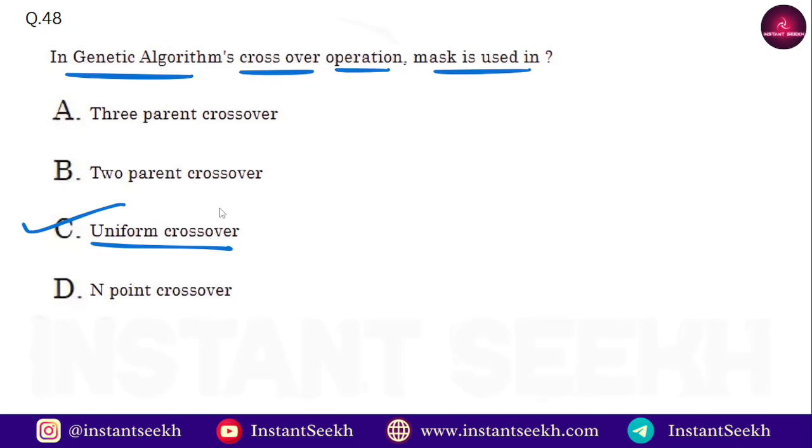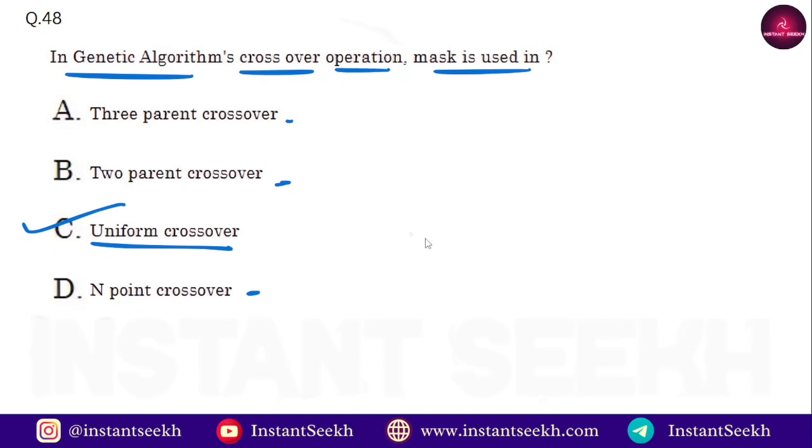Let's say suppose if the bit is 1, the gene is taken from the first parent. If the bit is 0, then the gene is taken from the second parent. Now what are the other options? Three parent crossover involves three parents but typically uses a different approach, selecting the median value of genes. Two parent crossover and n parent crossover are other types of crossover but do not typically use a mask. Instead, they use specific points on the chromosome to decide where to split and exchange the segments between parents.